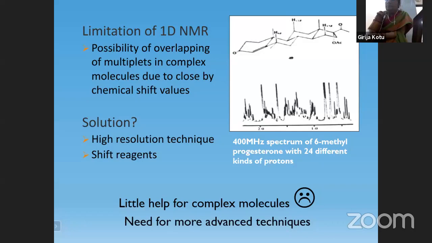And in the previous spectrum, where the ethanol molecule spectrum is given, the signals are well separated, whereas here the signals are getting overlapped. One reason is there are many non-equivalent protons, or many different kinds of protons, that is 24. And the other thing is close chemical shift values. Because of this, the signals are getting overlapped, and this makes it difficult to analyze the structure of the molecule. So this makes the analysis complex.